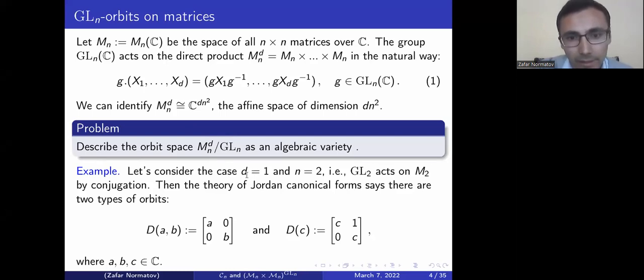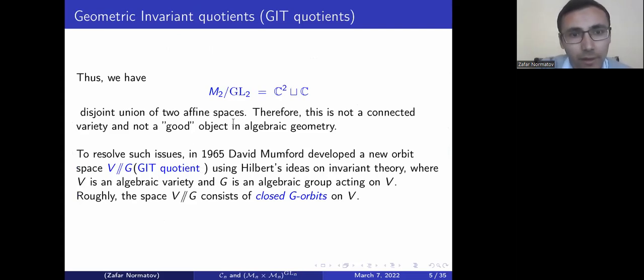Let's consider the case d equals 1 and n equals 2. Namely, GL2 acts on M2 by conjugation. Then the theory of Jordan canonical forms says there are exactly two types of orbits. Namely, they are as follows. Thus, we have the following disjoint union of two affine spaces. Therefore, this is not a connected variety and not a good object in algebraic geometry.